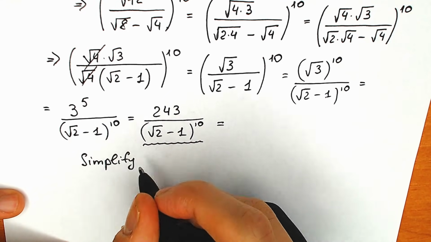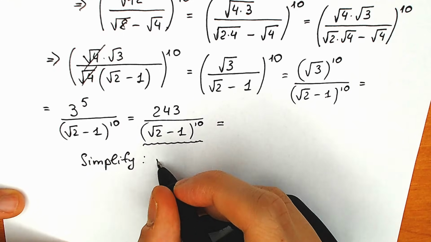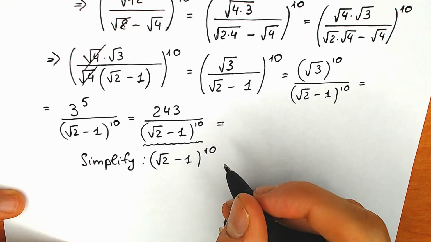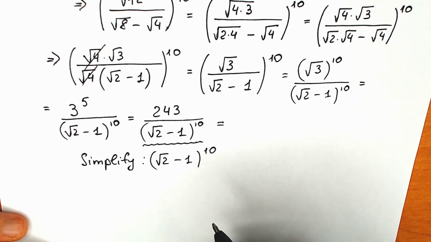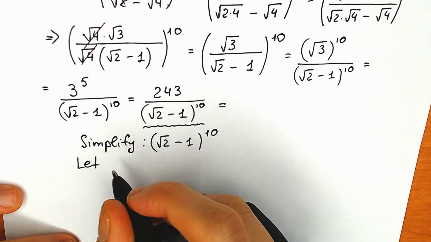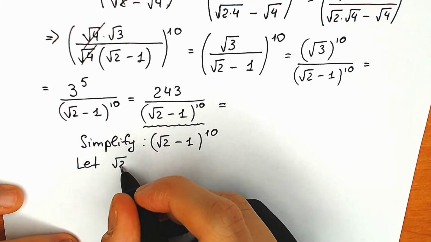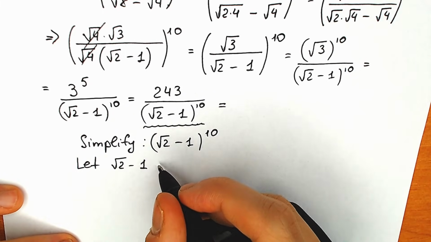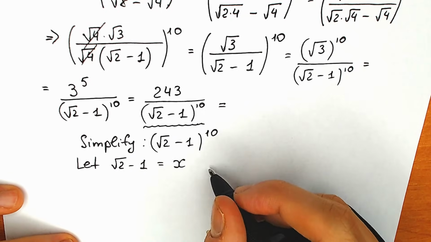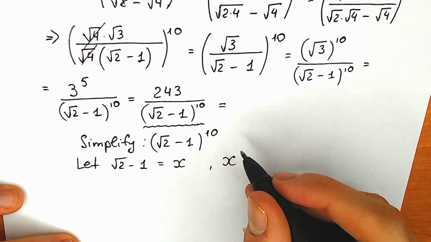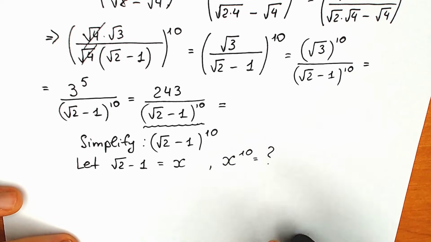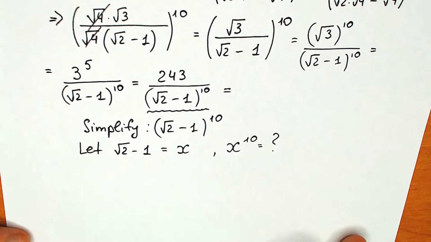Or evaluate. We will see this expression, square root of 2 minus 1 to the power 10. Right now I want to show you this really great method. So this method looks like that. Let square root of 2 minus 1 equal x. If this is x, we need to find x to the power 10. So we have to simplify this x to the power 10.